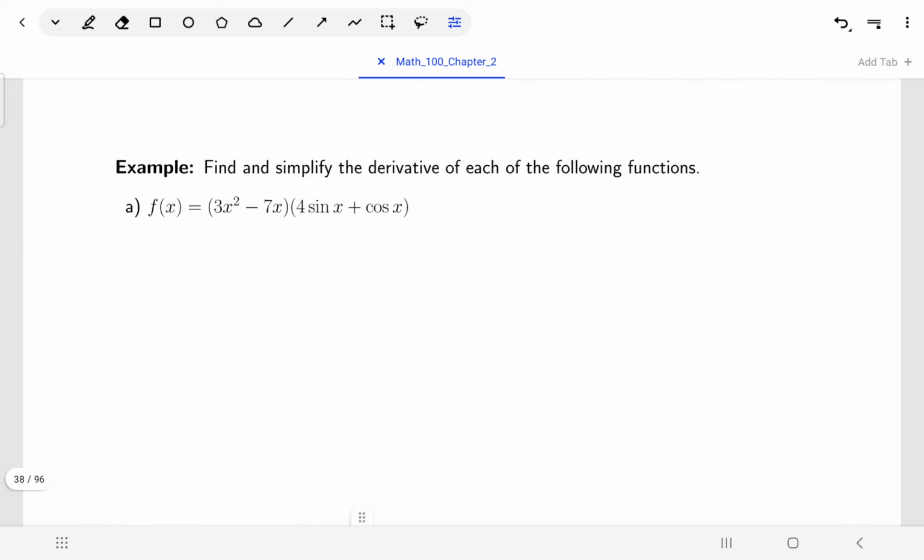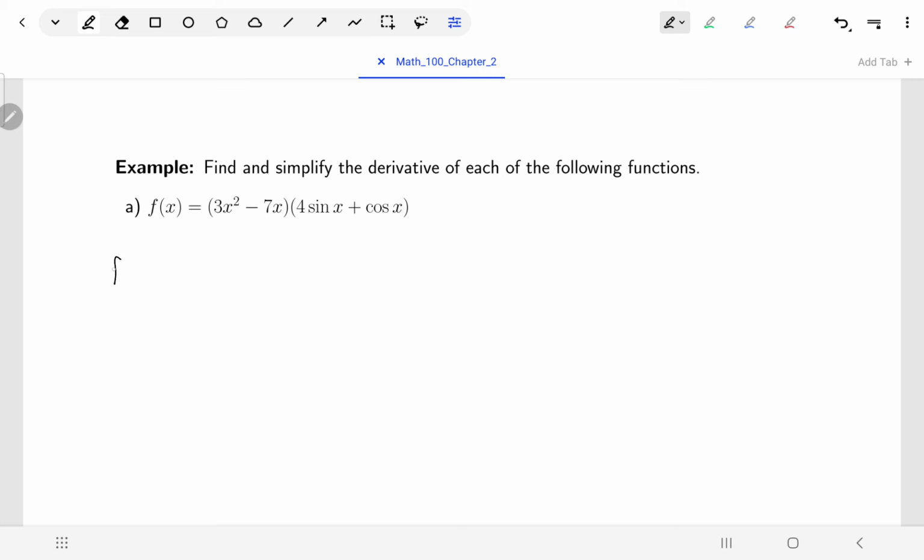So I've got a couple of functions, and for each function, I'm going to find the derivative, and then I'm going to simplify as much as possible. Sometimes there's a limit to how much simplification you'll be able to do, and we'll also talk about in some examples about when we might not bother to simplify. But this one, we do want to simplify, so let's get ready to go here.